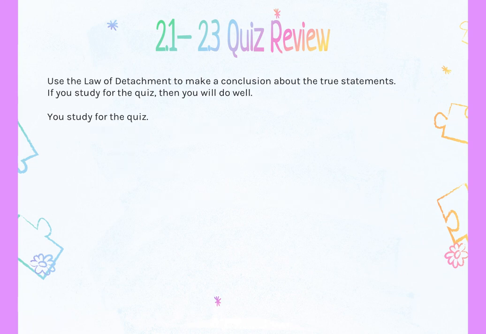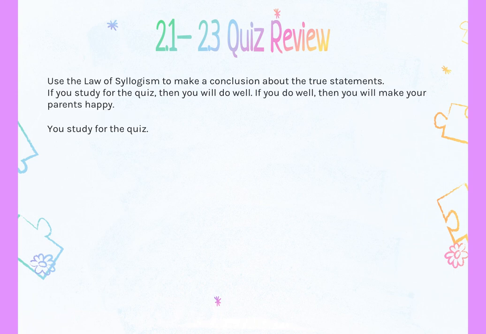This one said use the law of detachment to make a conclusion. So if you study for the quiz, you will do well, and you study for the quiz, your conclusion is what? You'll do well, okay? The law of syllogism says make a conclusion: if you study for the quiz, then you'll do well. If you do well, you'll make your parents happy. You study for the quiz, so you'll make your parents happy, okay? All right, let's go.